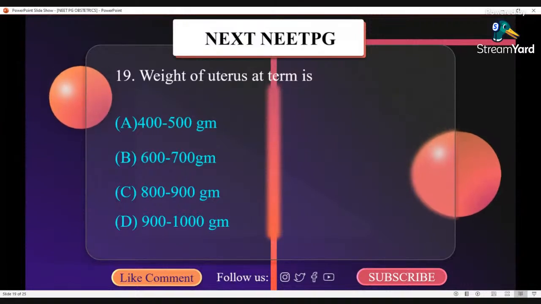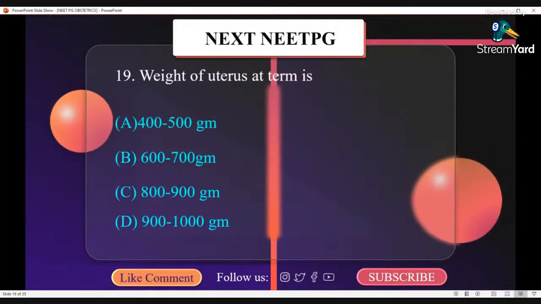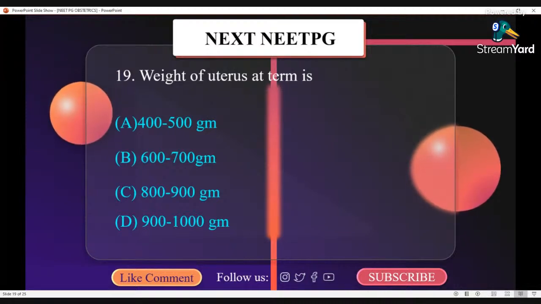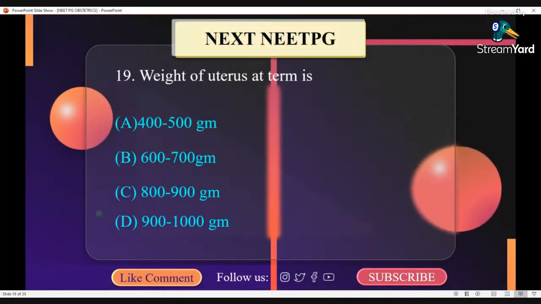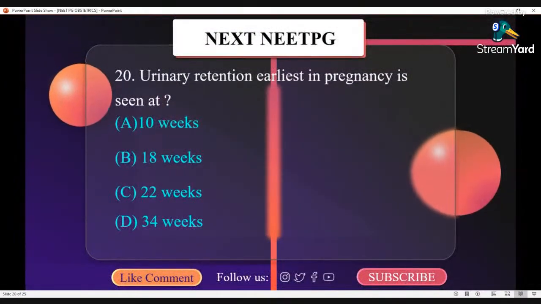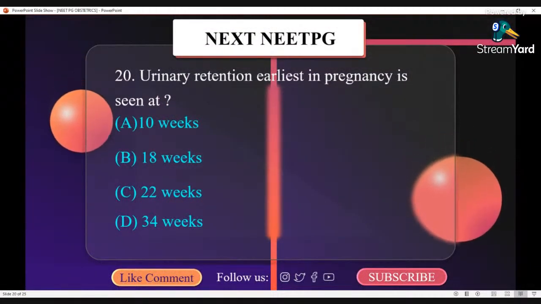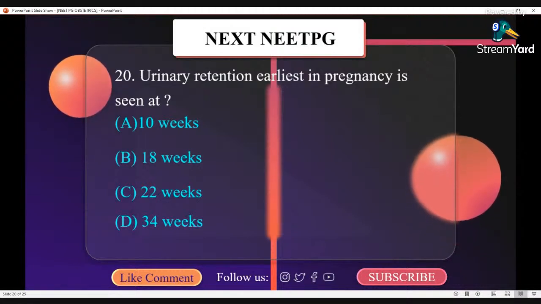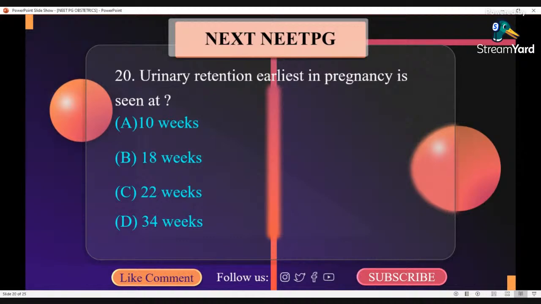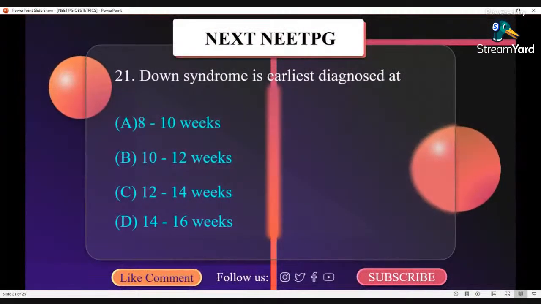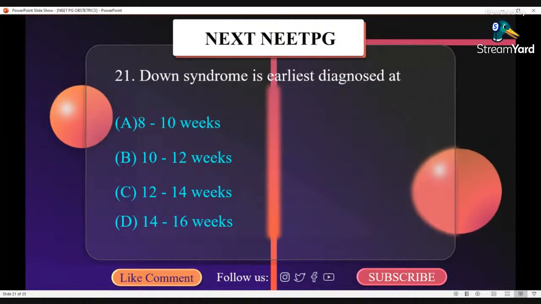Weight of uterus at term is A, 400 to 500 gram, B, 600 to 700 gram, C, 800 to 900 gram, D, 900 to 1000 gram. Correct option here is D, 900 to 1000 grams. Urinary retention earliest in pregnancy is seen at A, 10 weeks, B, 18 weeks, C, 22 weeks, D, 34 weeks. It is 10 weeks. Down syndrome is earliest diagnosed at 10 to 12 weeks. B.